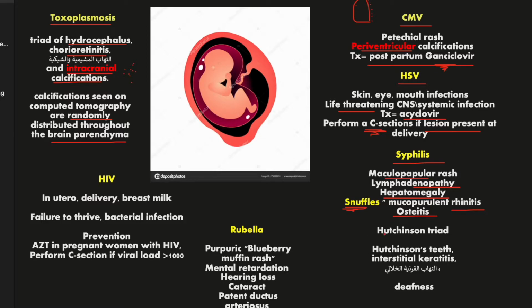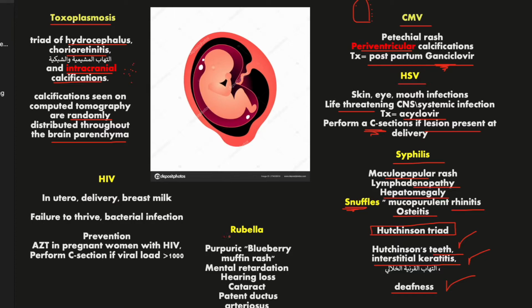Patients with syphilis will have the Hutchinson triad. First, Hutchinson teeth, which are notched teeth. Google it and you will find a picture for this. Plus interstitial keratitis, a problem with the eye, the cornea, and deafness. So a problem with the teeth, a problem with the eye, and a problem with hearing. This is called the Hutchinson triad for syphilis.